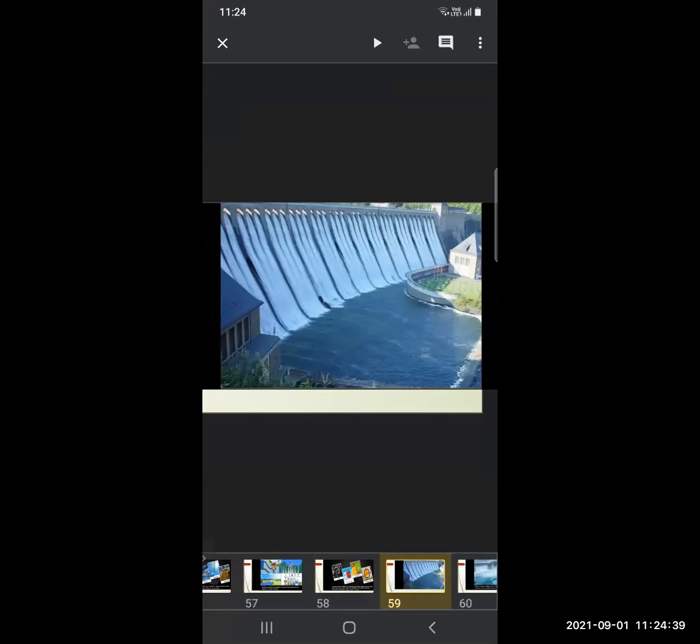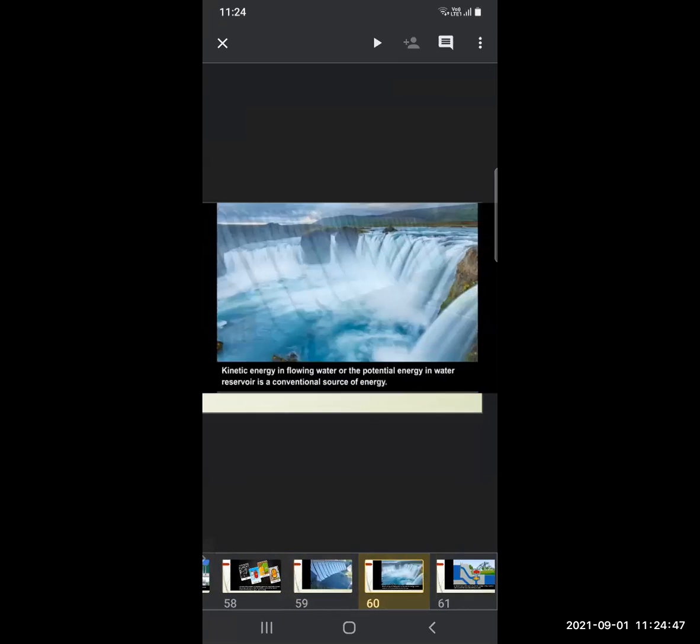This is the water reservoir. Kinetic energy in flowing water, or the potential energy in the water reservoir, is a conventional source of energy. फ्लोइंग वाटर में कौन सी एनर्जी होती है? काइनेटिक एनर्जी. And in a water reservoir, it is potential energy. Both are conventional sources of energy.